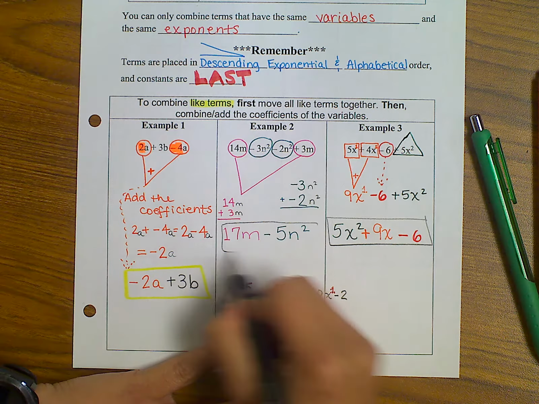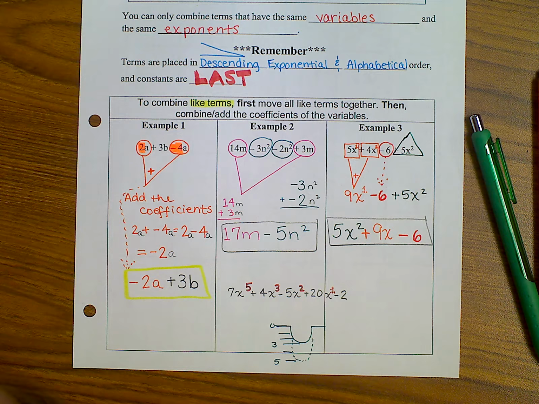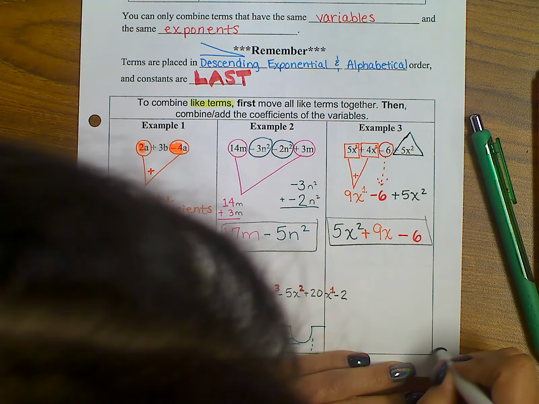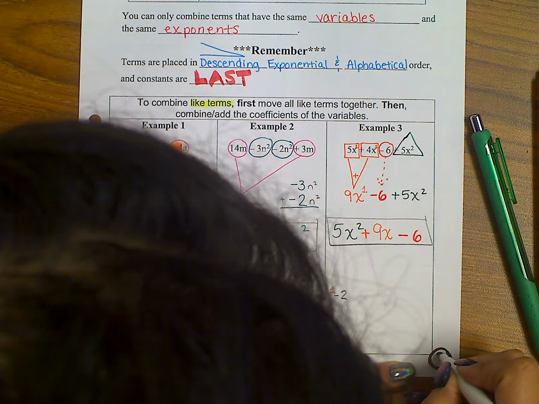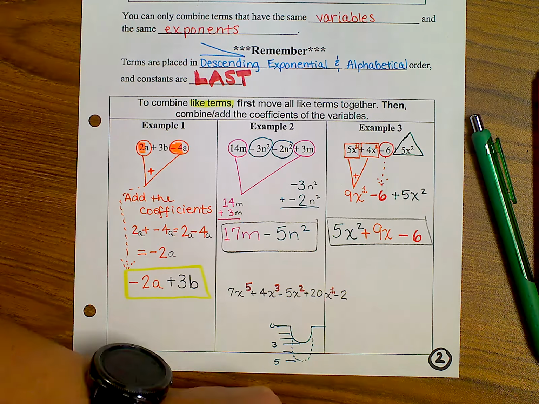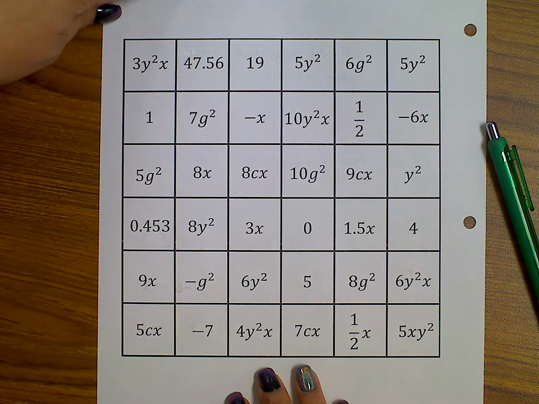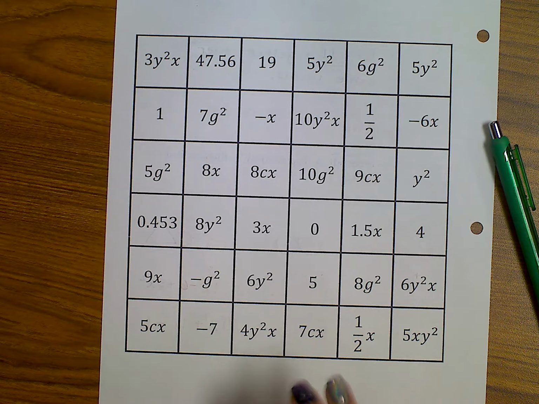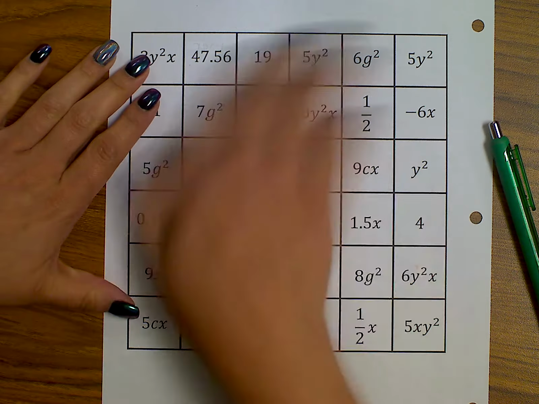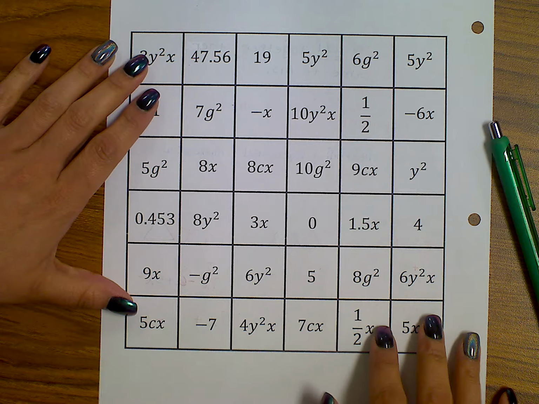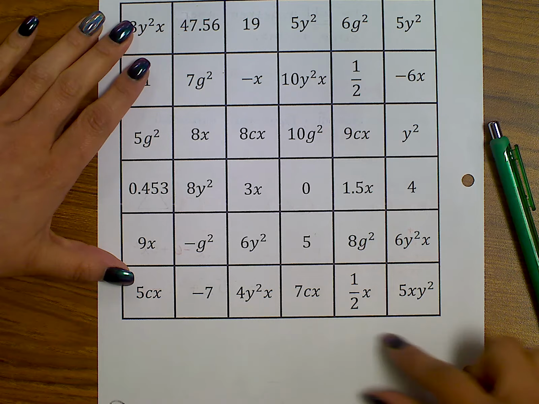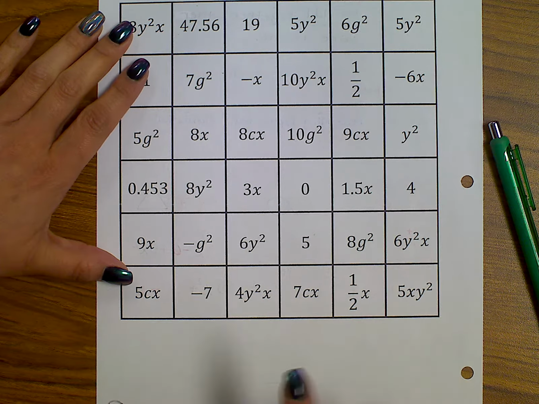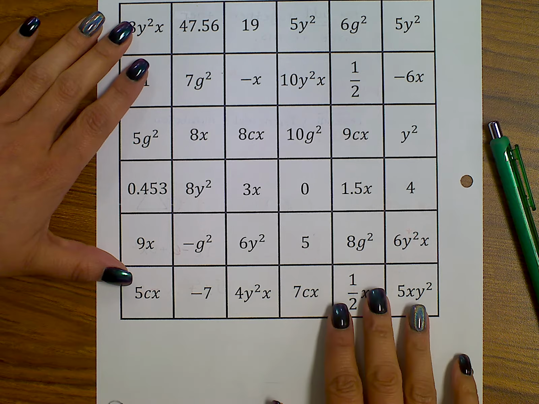Now, like I said, in class tomorrow, you guys are going to update your folders. So this is page 2. And you're going to use colors to work on the back side. We're going to use, I believe I said 7 different colors. 1, 2, 3, 4, 5, 6. Sorry, 6 different colors. And you're going to color all the ones that are like terms. And then we're going to have one long expression in descending exponential and alphabetical order. I'll see y'all then.